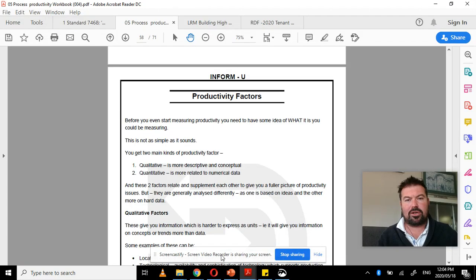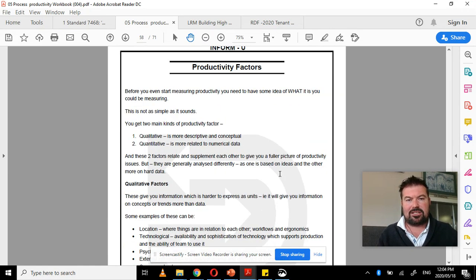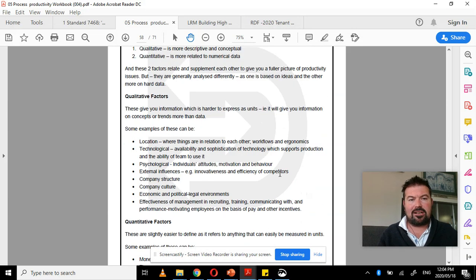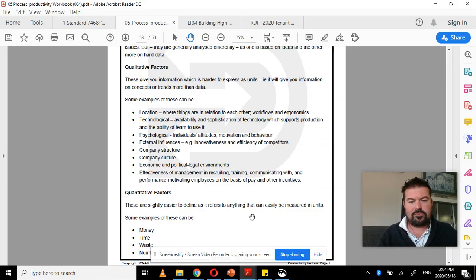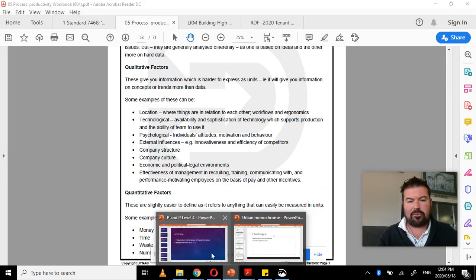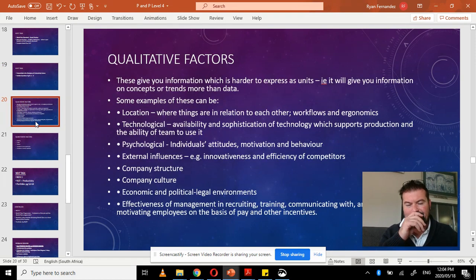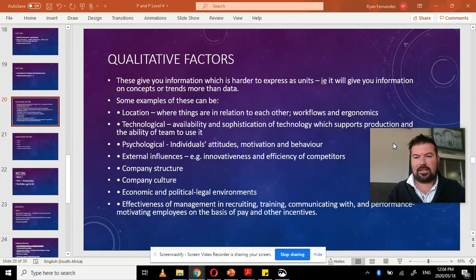So let's go to our workbook, and straight after productivity in the workplace, there's something called productivity factors. And so you've got two kinds of productivity factors, as I said, qualitative and quantitative. Now let's take a look at the qualitative. Okay, actually I'm going to take you to the PowerPoint because I have listed that. There we go. All right, so let me move myself out the way and then we can move.